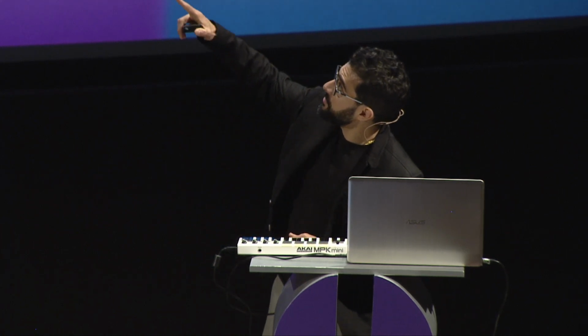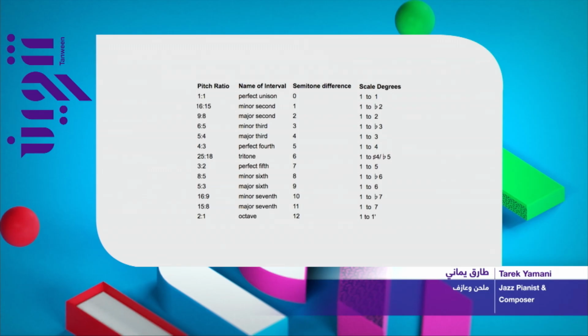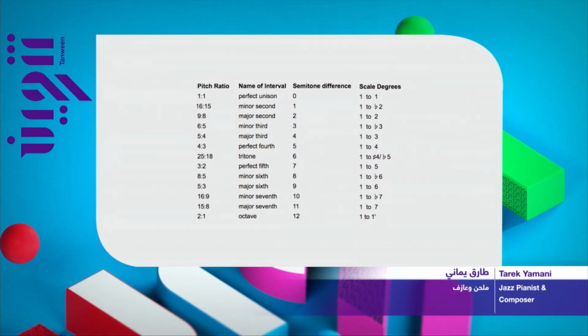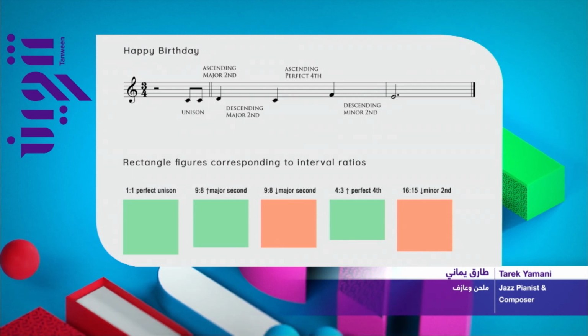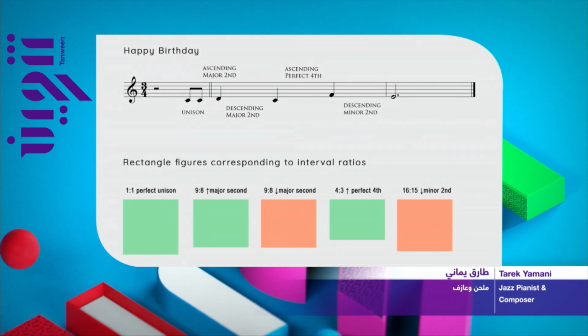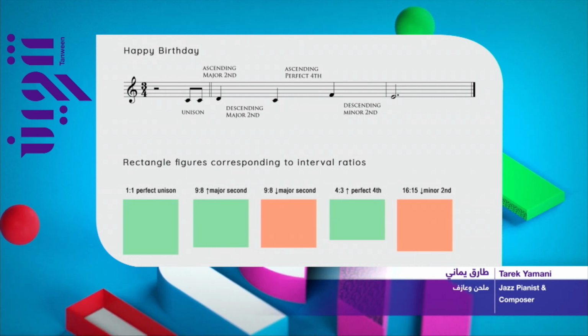So if I put these ratios like we saw before, I see that the unison is 1 by 1, the fourth is 4 by 3, and etc. If I put them in terms of rectangles, I'm going to get, this is as if we're playing Happy Birthday, but in rectangles. And this has also sparked another idea in me.